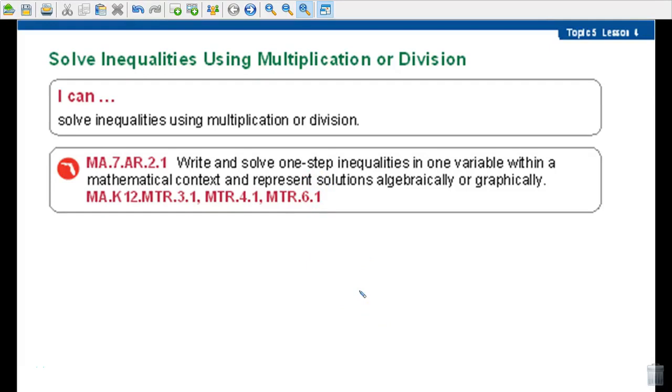We've got topic 5, lesson 4 today: solve inequalities using multiplication or division. I can solve inequalities using multiplication or division. MA.7.AR.2.1. Write and solve one-step inequalities in one variable within a mathematical context to represent solutions algebraically or graphically. Okay, let's get into this.